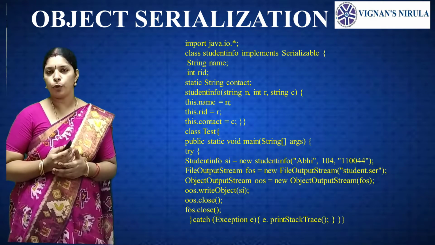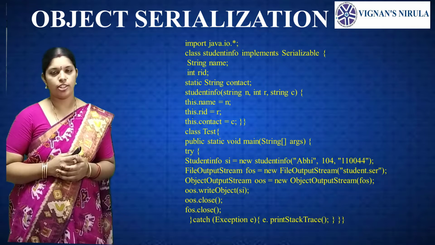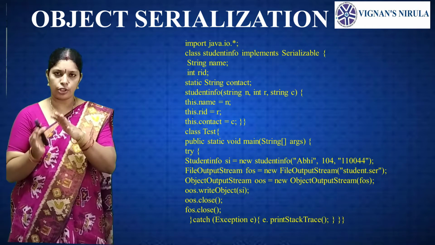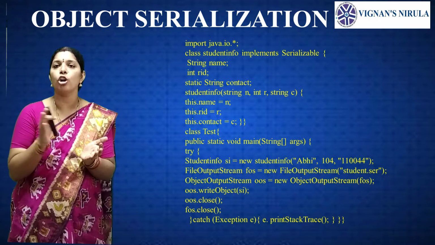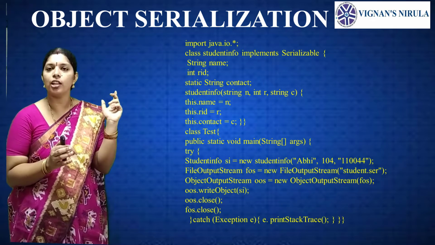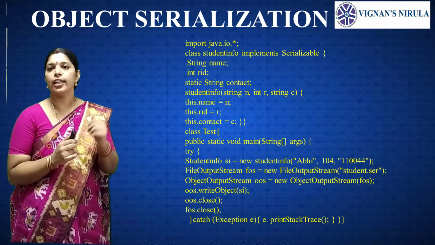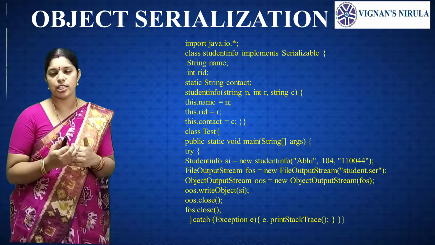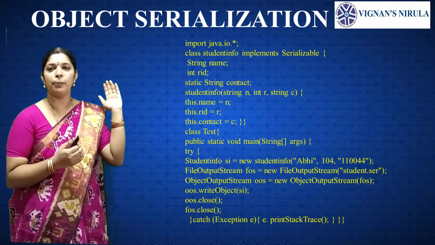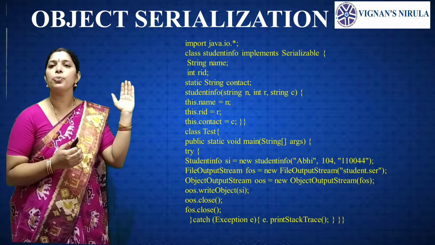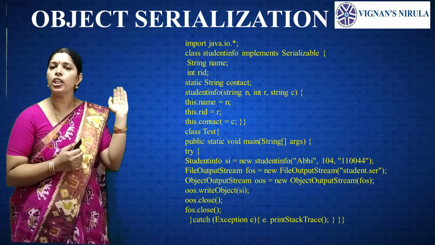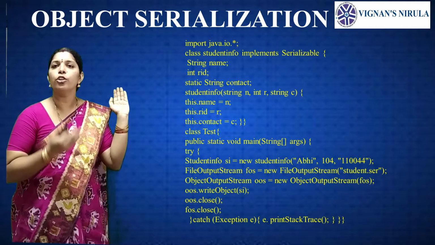Let's see one example program for object serialization. So what is object serialization? We are converting the objects into a byte stream. Here we are importing java.io.*. Next, we are implementing serialization by using one class, that is public class Student_info, which implements the Serializable interface, and String name.